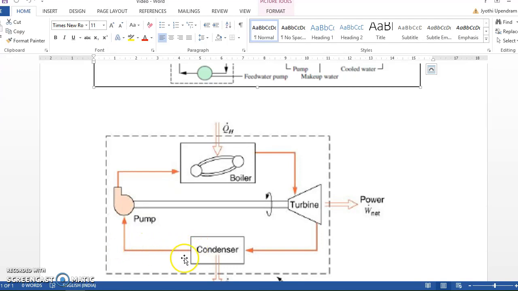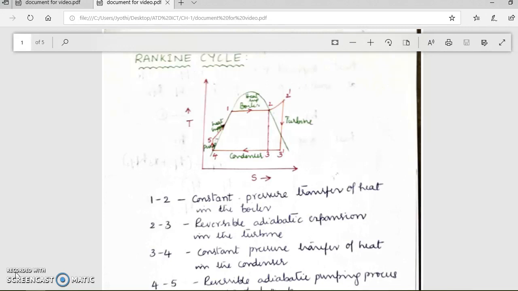The condensate will be supplied to the pump, where the liquid condensate leaving the condenser is pumped to the operating pressure of the boiler. The pump operation is considered as isentropic compression. Now we can see this basic Rankine cycle and the processes involved in the cycle in order to assess the efficiency of a steam power plant.